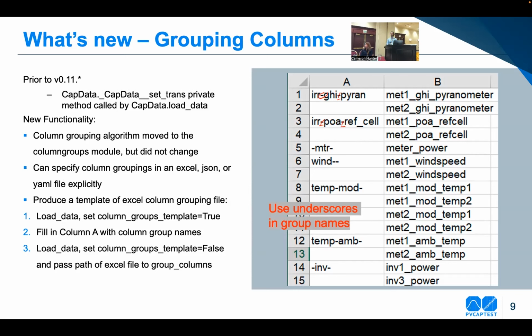So it's now much easier to specify that in an external file. So you can use Excel or JSON or YAML and specify the column groups. And there's a nice workflow now where you can load data and set the column groups template to true, and it'll give you an Excel file that looks like this, where column B will be all the column headings, column A is blank. You can fill in your grouping, your group IDs there, and then just run it again and point to that file, and you'll get exactly what you want. So oftentimes that can be the easiest way to go about doing that.